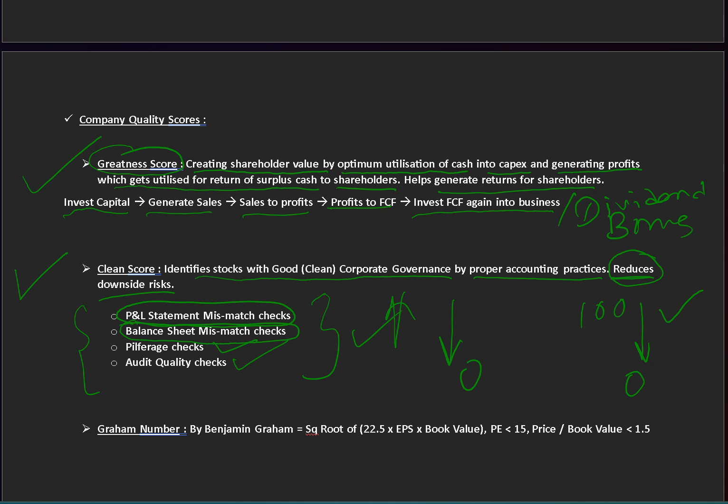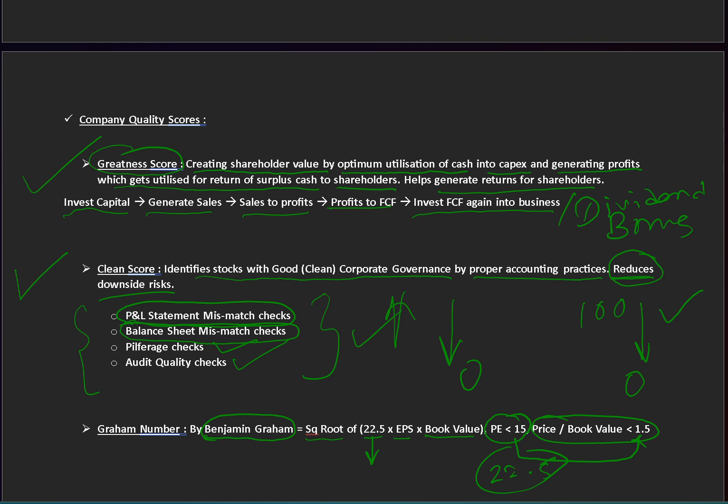Now let's come to one more important factor which we call the Graham number. So what is the Graham number? It was basically coined by a renowned investor, Benjamin Graham. So what is the formula? Square root of 22.5 into earnings per share into book value. In this, the PE as per him should be 15 or less, and price to book value should be 1.5 or less. If you multiply 15 into 1.5, it becomes 22.5. So the ratio is justified in this manner.